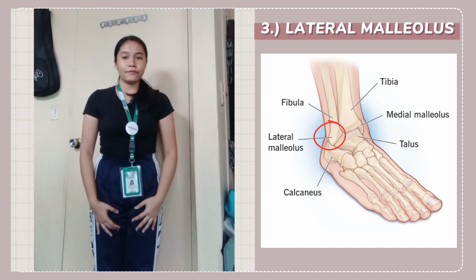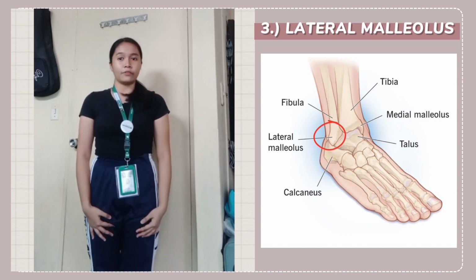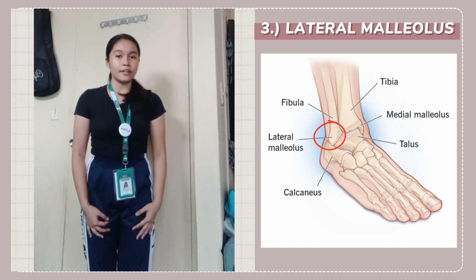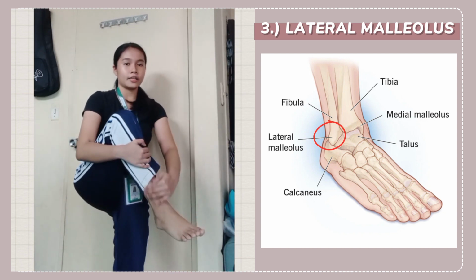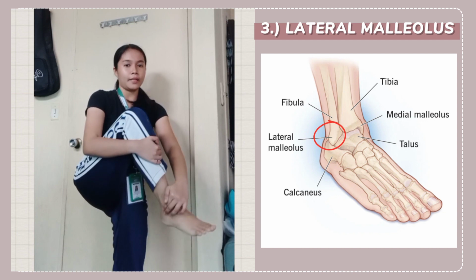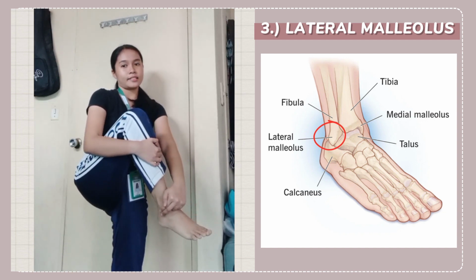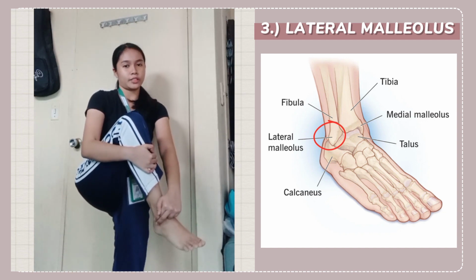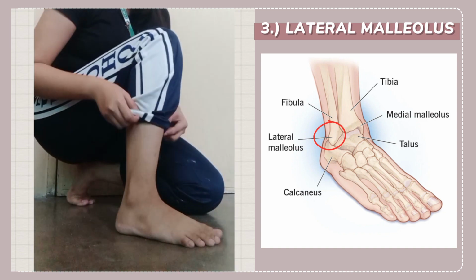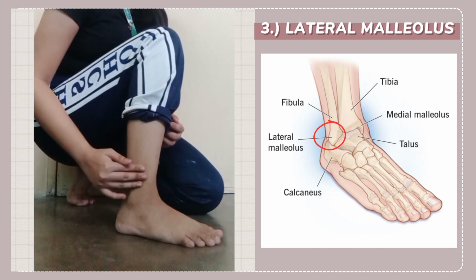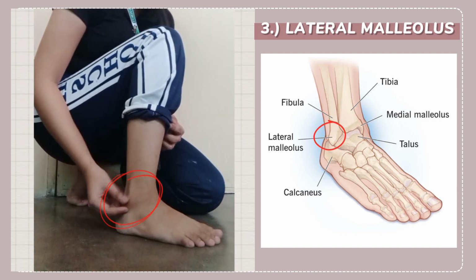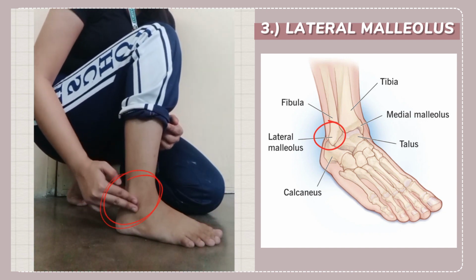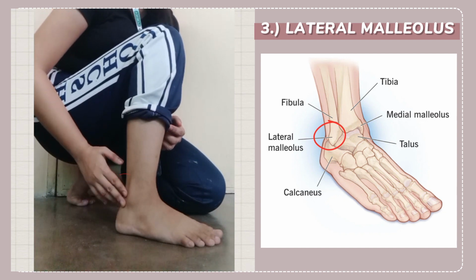Okay, third is the lateral malleolus. Let's feel the bulge of the lateral aspect of our ankle, the distal fibula. I will show you. So this part is our fibula, and right below it, this part is the lateral malleolus. So for the lateral malleolus, this bone right here is the fibula, while this bulge is the lateral malleolus, this part of our ankle.